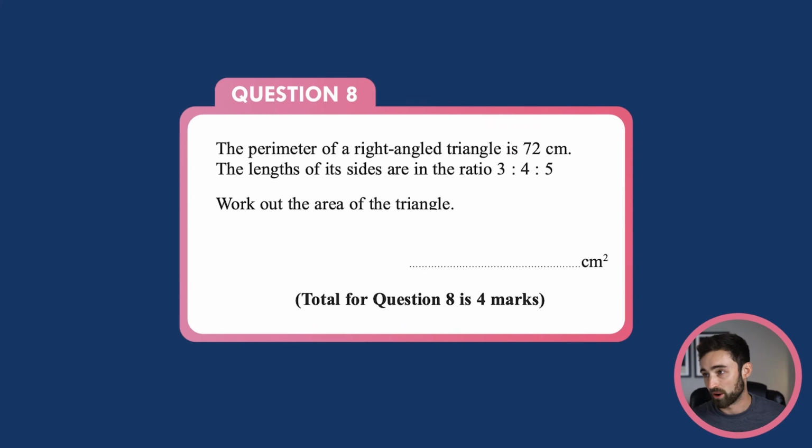Question 8, what we got? The perimeter of a right angle triangle is 72. The lengths of its sides are in the ratio 3 to 4 to 5. Work out the area of the triangle.